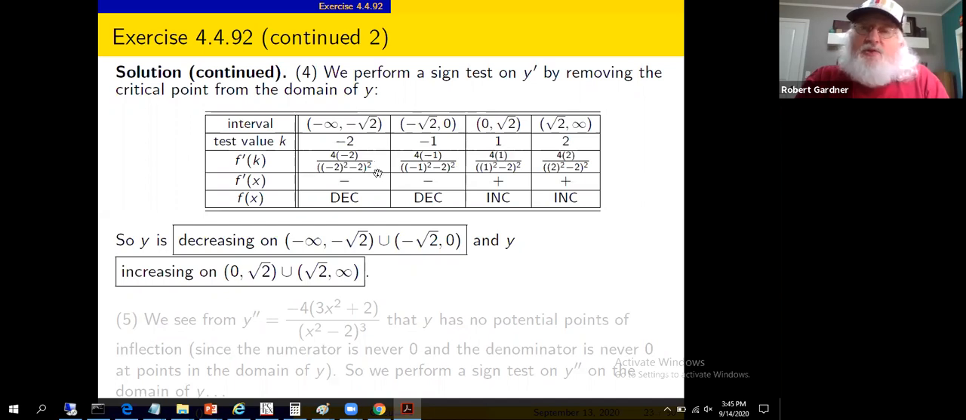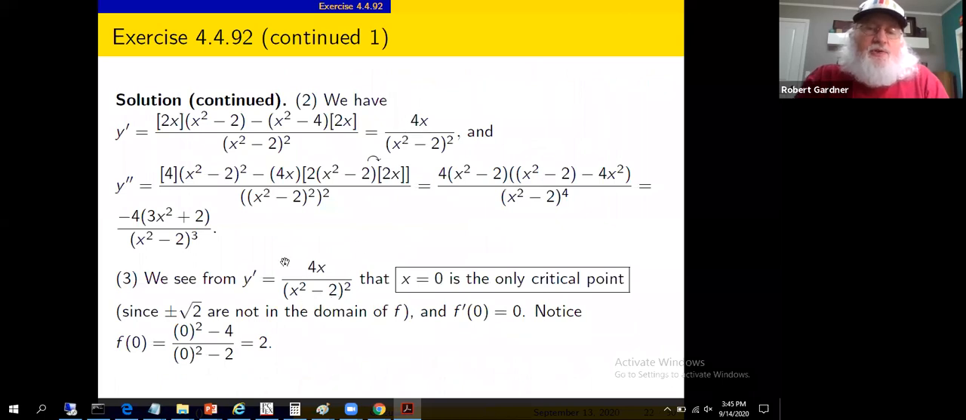Let me go back and look at the derivative one more time. So all this won't fit on single slides. Here's the derivative. That denominator squared won't be 0 because we won't let it, and it'll always be positive. Denominator is positive, so the sign of the derivative is determined by the numerator.